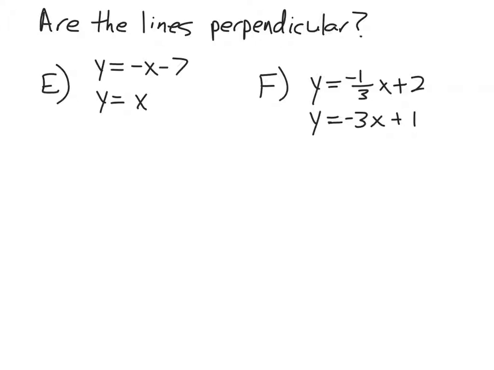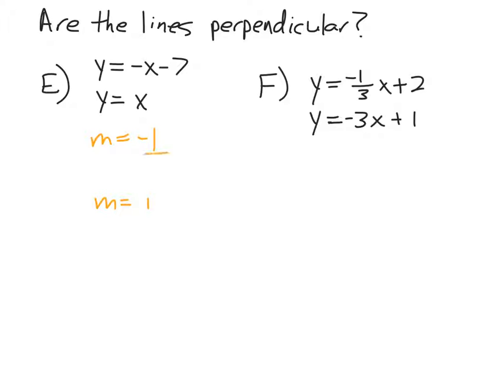This knowledge also comes in handy when we want to identify whether lines are perpendicular or not. We just have to check the slopes and see if they are opposite reciprocals. So for example E here, our first slope is negative 1. I want to know if these two lines are perpendicular. I know my second slope is positive 1, and I want to see are these opposite reciprocals.